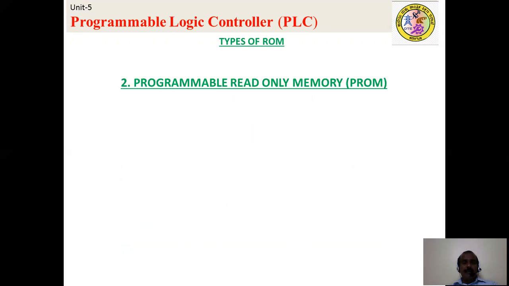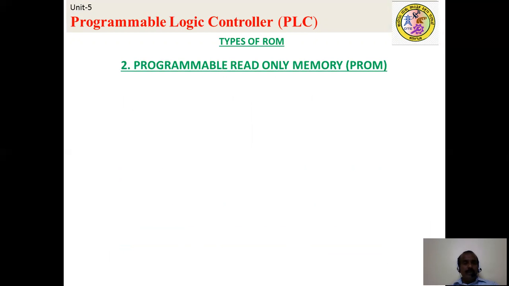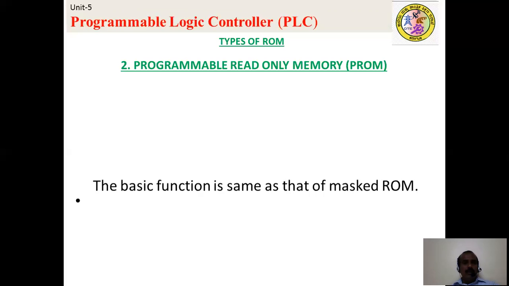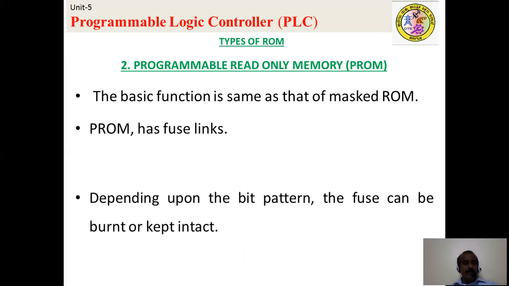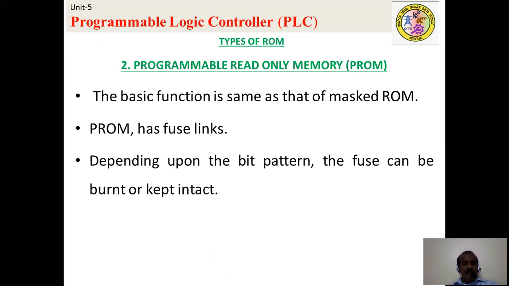Coming to the second type of ROM, read-only memory, it is called programmable read-only memory. It is abbreviated as PROM. The basic function of the PROM is the same as that of the masked ROM or the MROM. PROM has mainly got fuse links. Depending upon the bit pattern, whether the bit is 0 or 1, the fuse can be burned or it is kept intact.